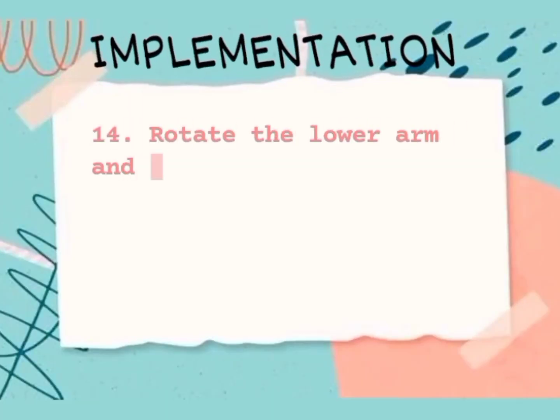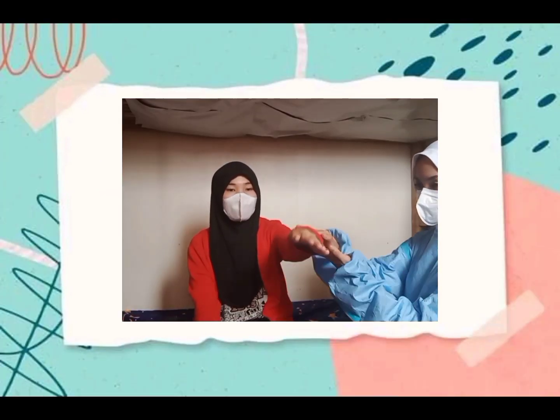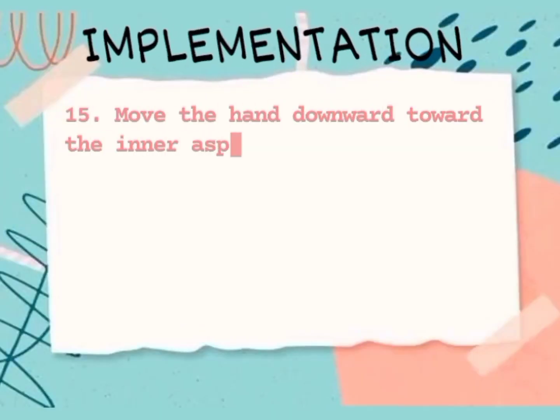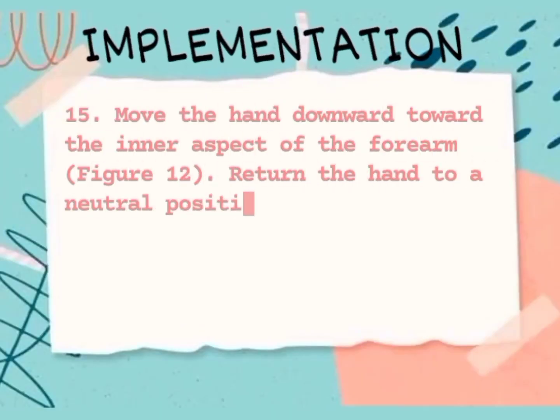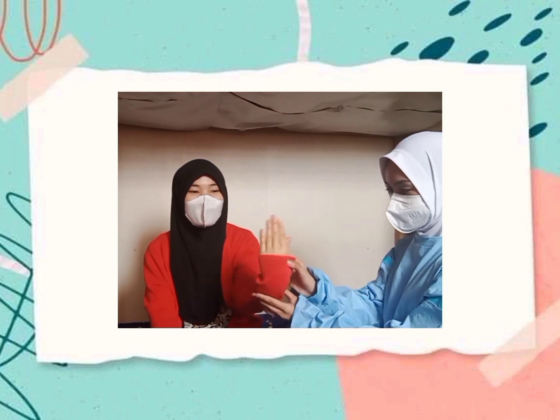Rotate the lower arm and hand so the palm is up. Move the hand downward toward the inner aspect of the forearm. Return the hand to a neutral position even with the forearm. Then move the dorsal portion of the hand backward as far as possible.